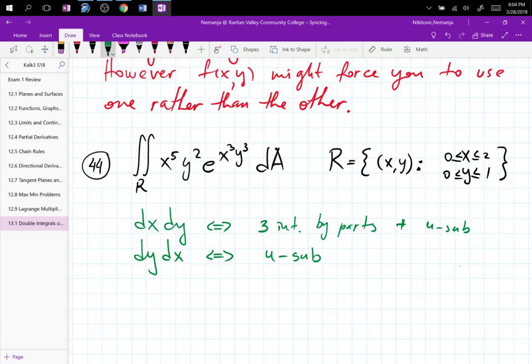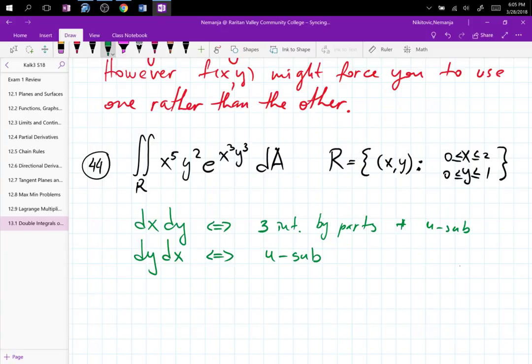Huh. Now you're looking at this and saying, what? And I say, yeah, Calc 2, how are you? So, if you look at the e, it has exponents 3 and 3. So, the derivative of y cubed is 3y squared, and I have it right there. So I can use u-sub. It's going to go quick.